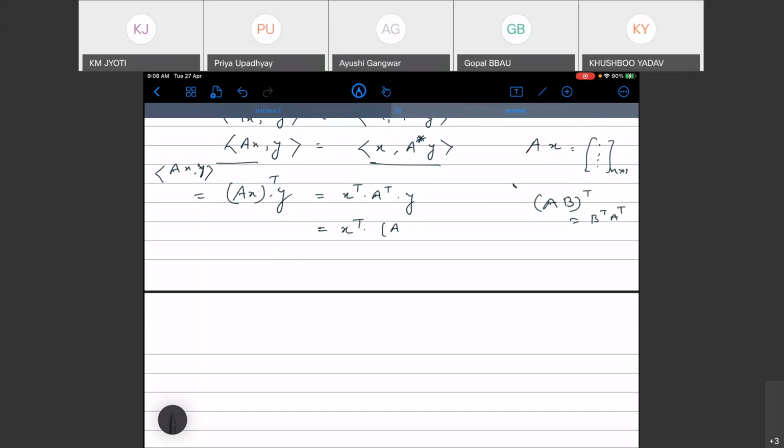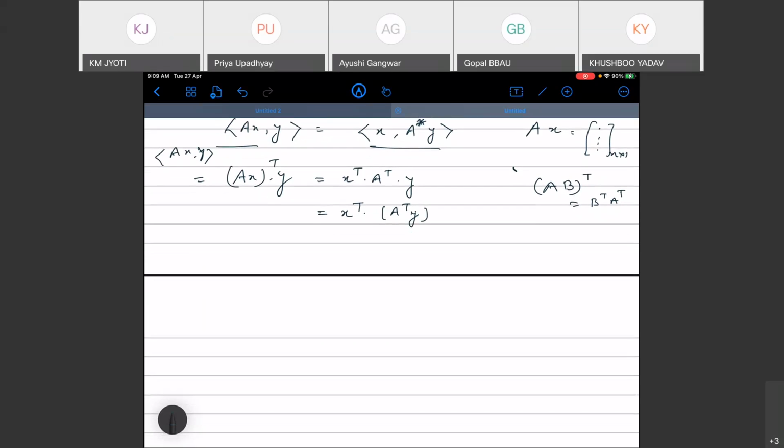Matrix multiplication is always associative, but not commutative. That's why we talk about groups of matrices, GL(n, R) and SL(n, R). They are not commutative groups, but they are groups. So this is nothing but x transpose times A transpose y.